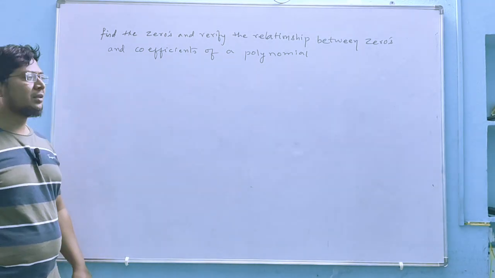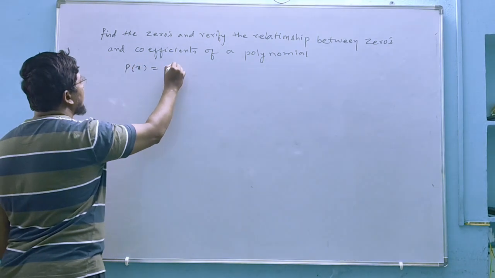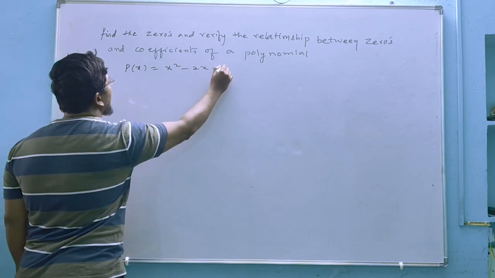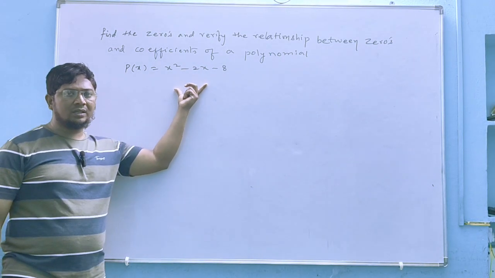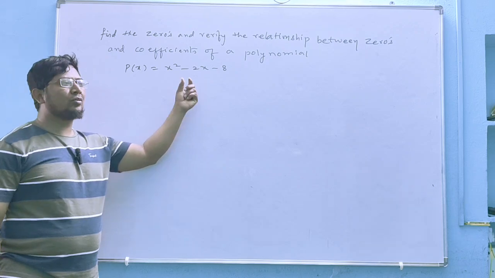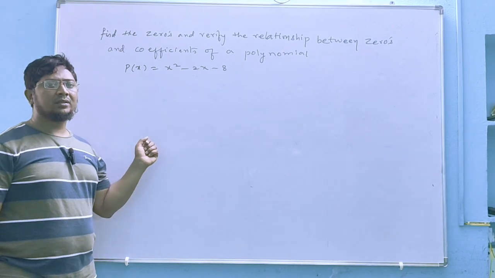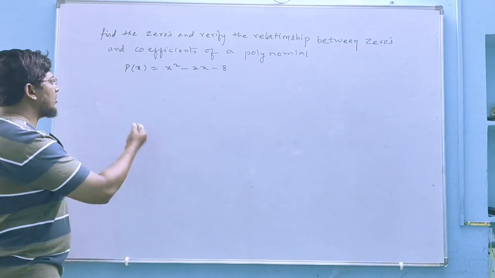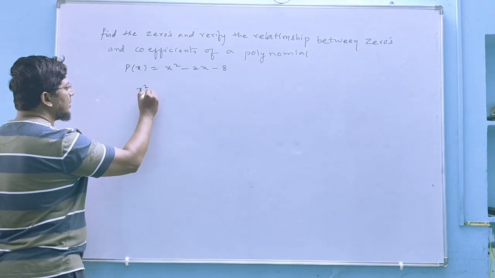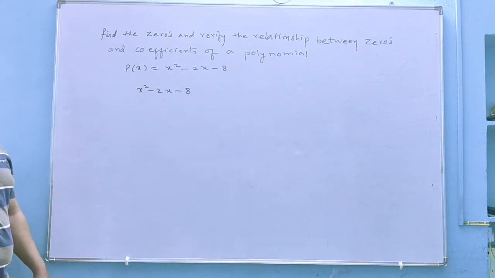Verify the zeros and coefficients of a polynomial. So my question is a polynomial, suppose p of x is equal to x square minus 2x minus 8. We have to find out the zeros and also verify the relationship between the zeros and coefficient of a quadratic polynomial. How to find the zeros, student? x square minus 2x minus 8, this is the quadratic polynomial.